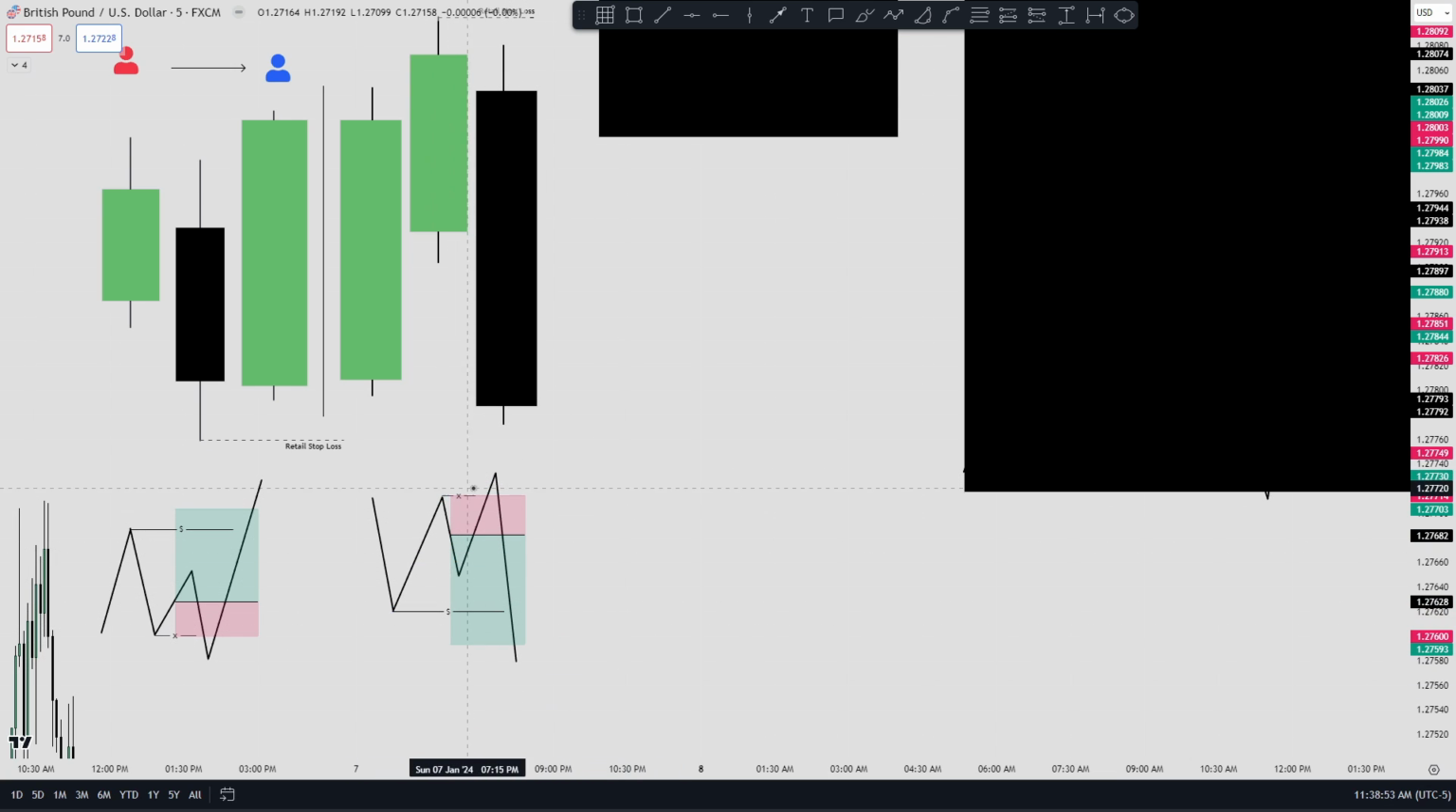Essentially, they put a sell limit up here. Retail traders have a buy stop right here. Price comes up, takes out those retail stop losses, tags into those smart money or big institutions' sell limits. Those retail buy stops offset those smart money sell limits, they get filled, and then price drops. This is what happens in these scenarios.